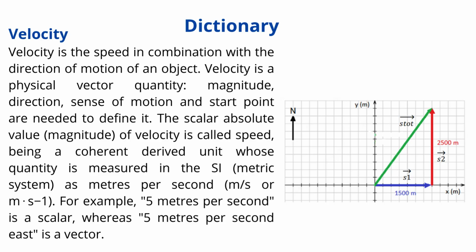Velocity. Velocity is the speed in combination with the direction of motion of an object. Velocity is a physical vector quantity. Magnitude, direction, sense of motion, and start point are needed to define it. The scalar absolute value of velocity is called speed, being a current derived unit whose quantity is measured in the SI as meters per second. For example, 5 meters per second is a scalar, whereas 5 meters per second east is a vector.